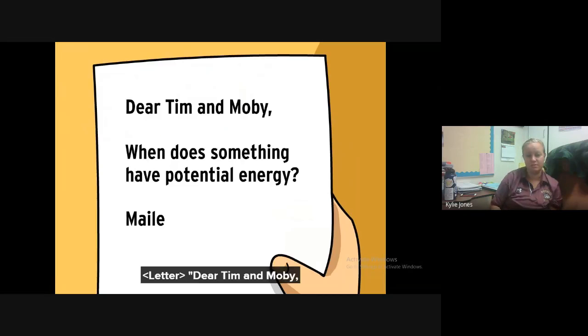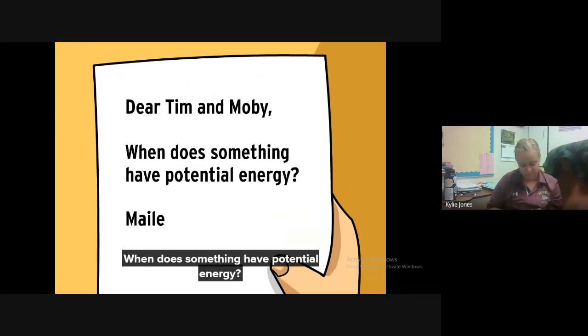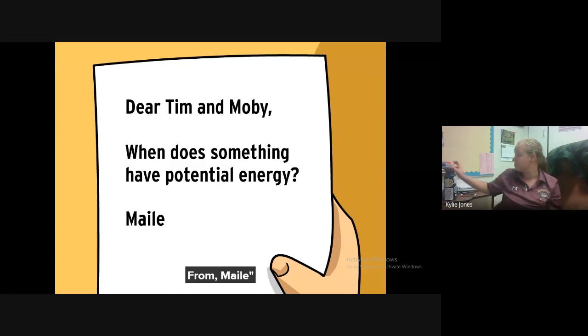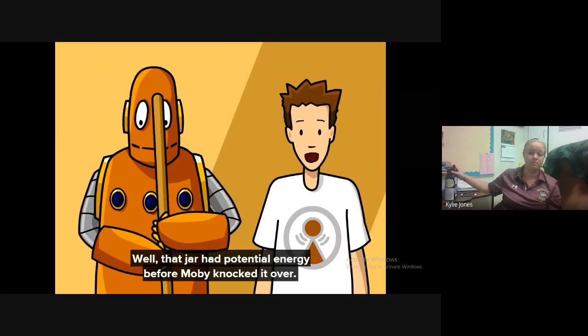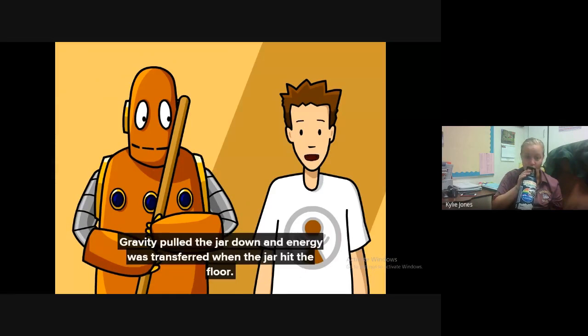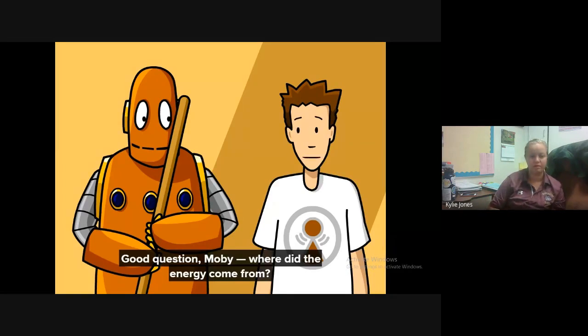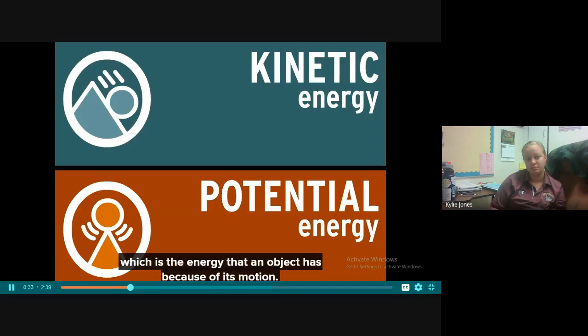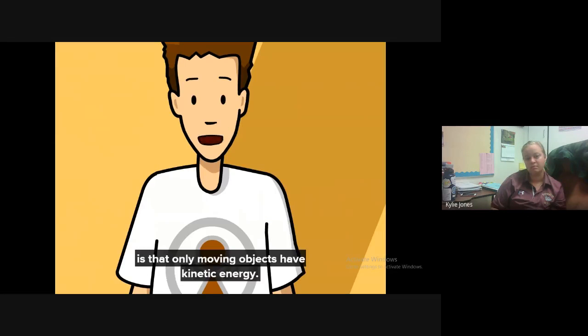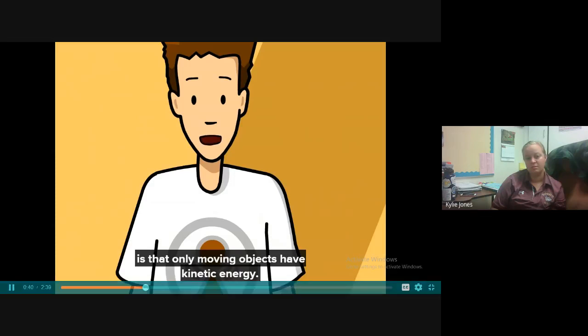Dear Tim and Moby, when does something have potential energy? From Miley. Well, that jar had potential energy before Moby knocked it over. Gravity pulled the jar down, and energy was transferred when the jar hit the floor. Good question, Moby. Where did the energy come from? Potential energy is stored energy that an object has because of its position or condition. It's related to kinetic energy, which is the energy that an object has because of its motion. The simple difference between the two is that only moving objects have kinetic energy.